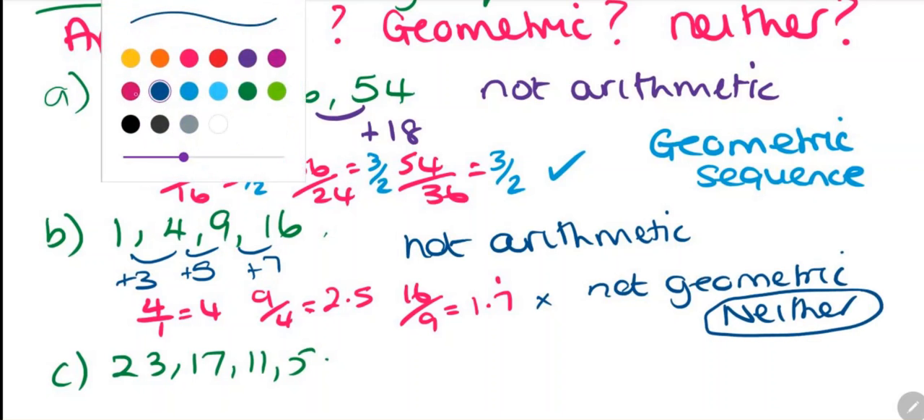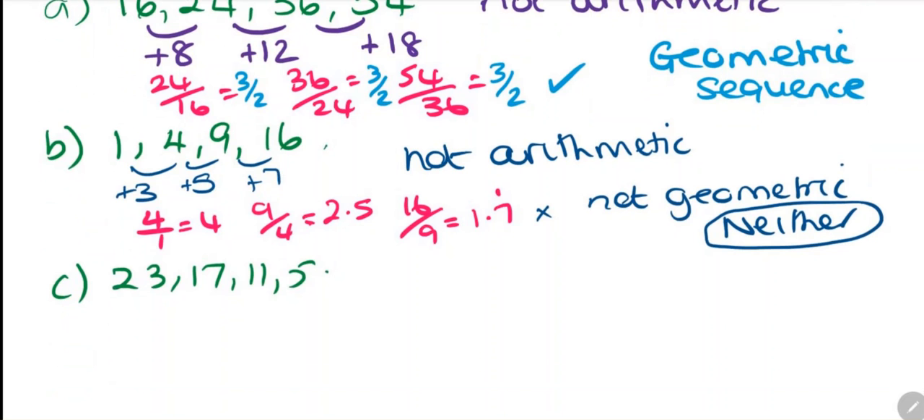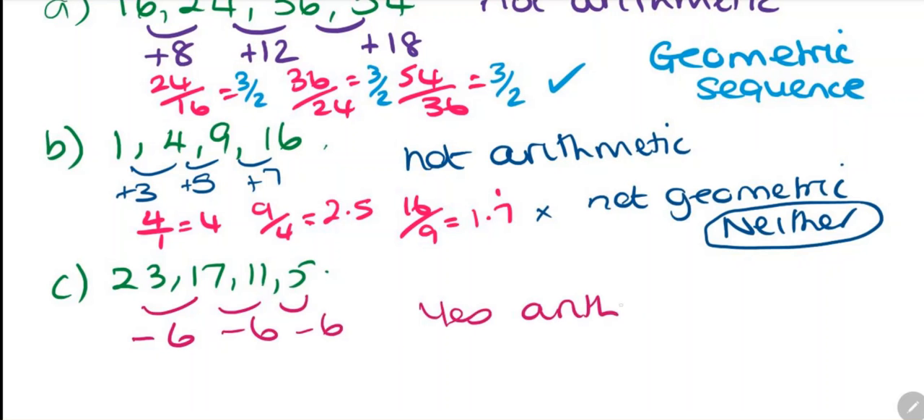And finally, the last question. So we're looking for the common difference. So between 23 and 17, 17 minus 23, this is minus 6. 11 minus 17, minus 6. And 5 minus 11 is minus 6. So yes, this is an arithmetic sequence.